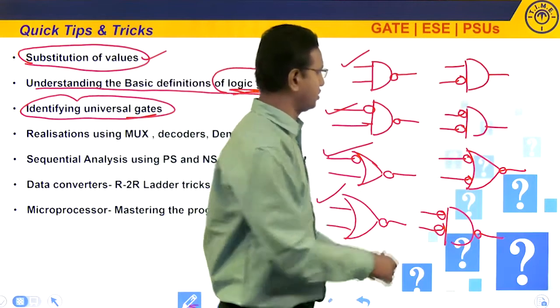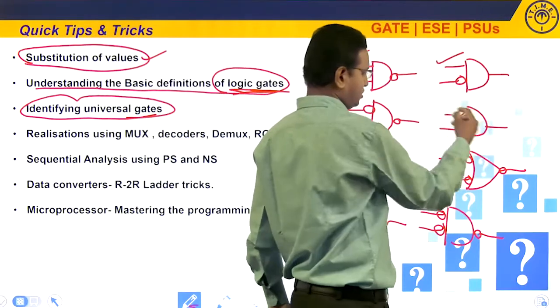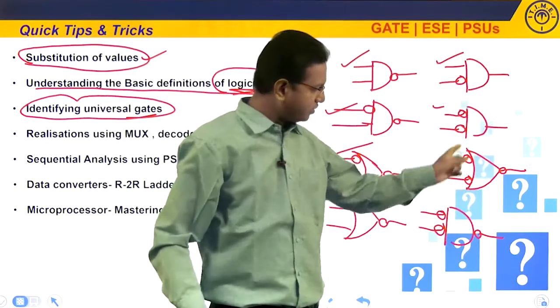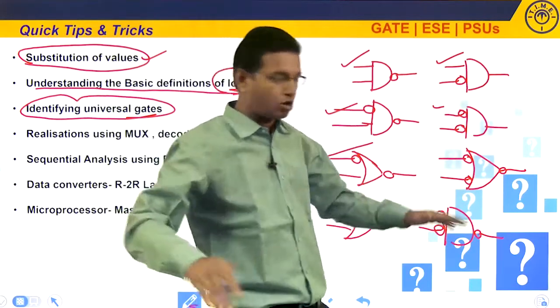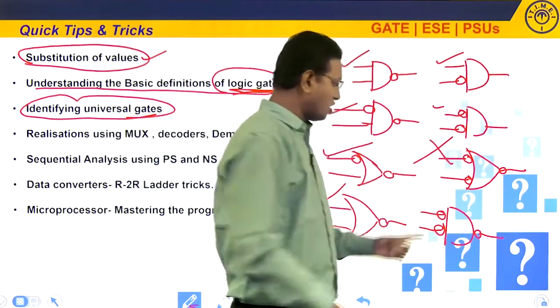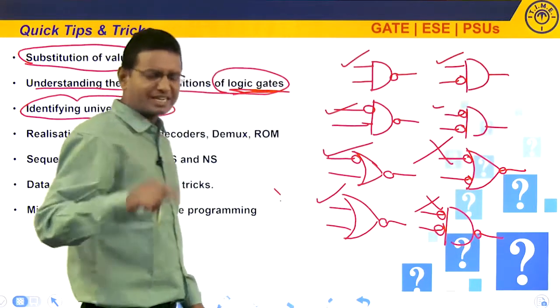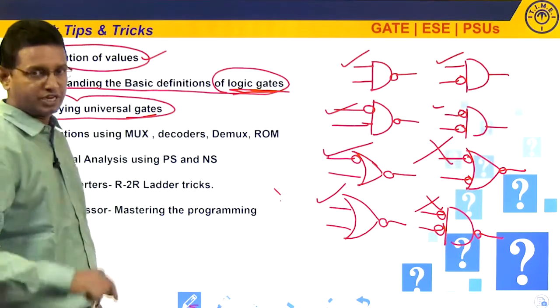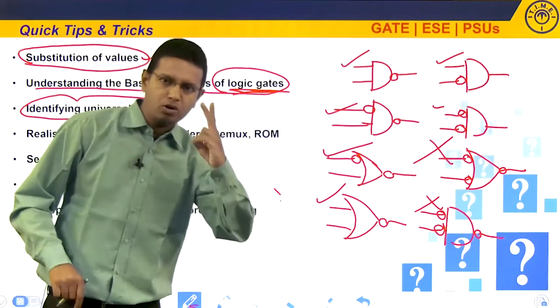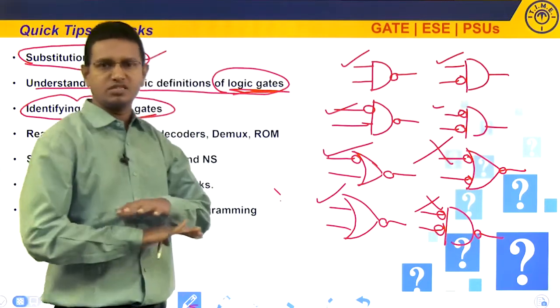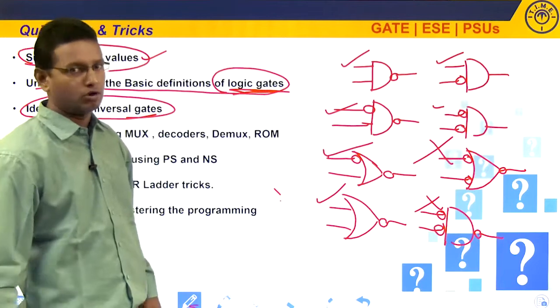Of course, this is a NOR gate. And this is also one bubble, universal. There are two bubbles, universal. And this one, there are three bubbles, not a universal logic gate. What about this? This is also not universal because there are three bubbles. So the technique in finding out the universal logic gates is, whenever one bubble or two bubbles are there, that is simply universal. But the symbol should be AND or OR. That's it.